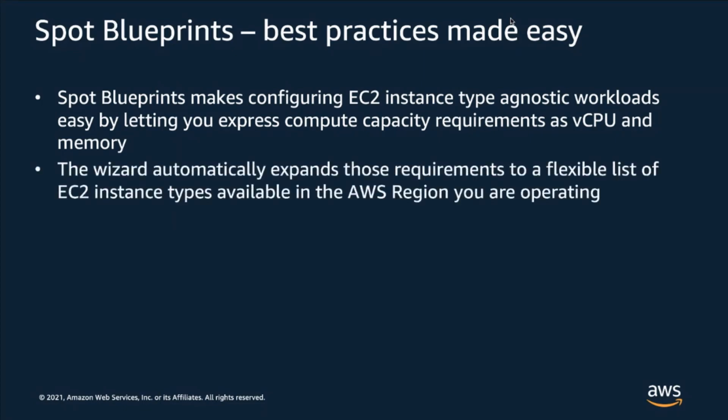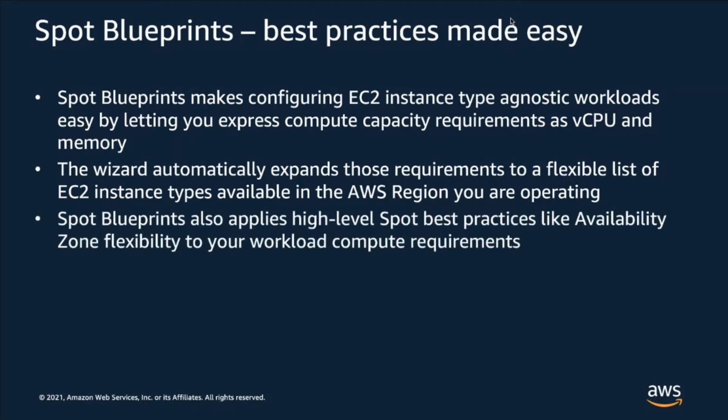It then takes those requirements and builds a flexible list of EC2 instance types that are available in that particular AWS region where you're operating. And so, again, you don't have to think about, is this instance available here, or do I have to take this into consideration? It's just going to give you a list of instance types that work for that particular region. It also helps apply high-level Spot best practices like availability zone flexibility to your workload compute requirements, automatically built in. And so we'll see this as an example as we go through Spot Blueprints here in a moment.